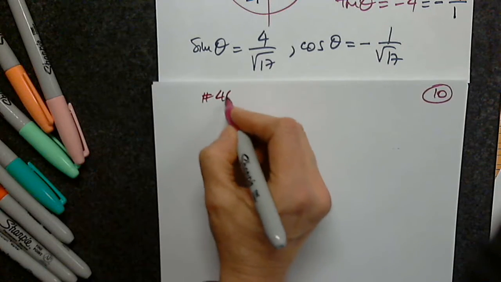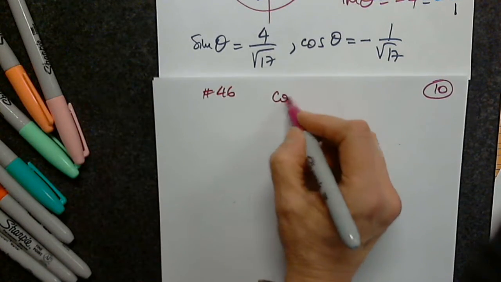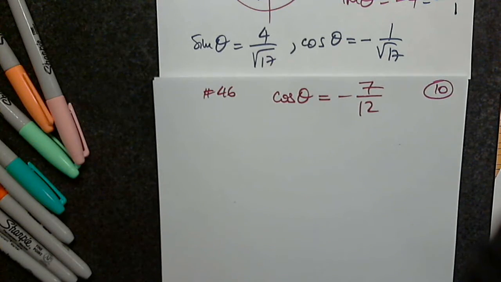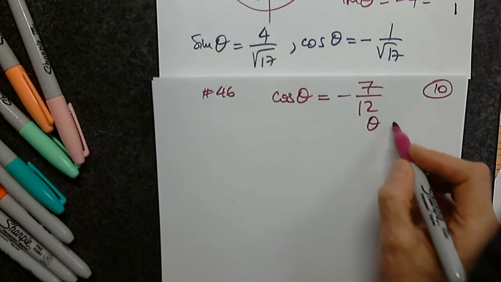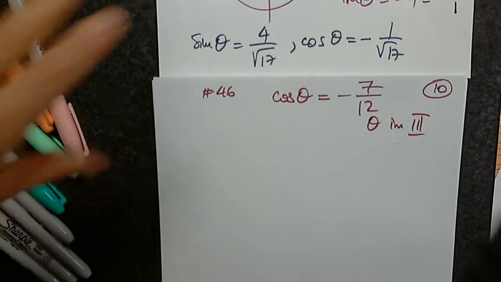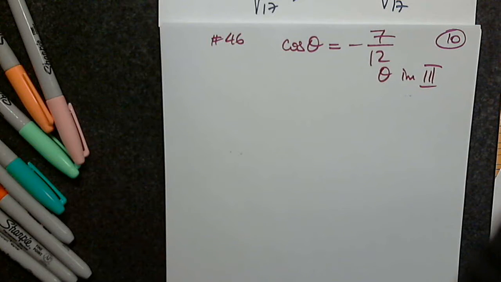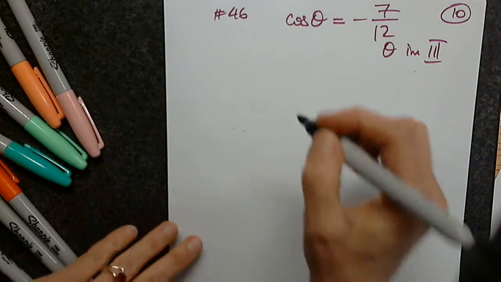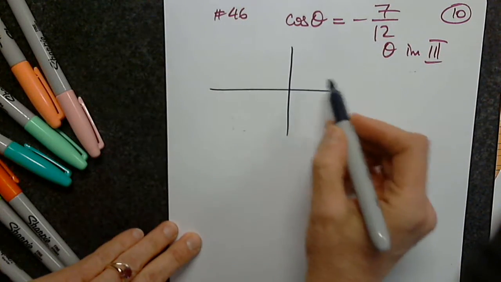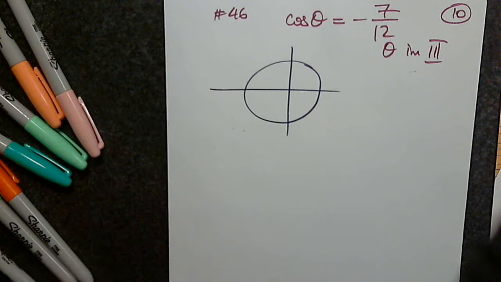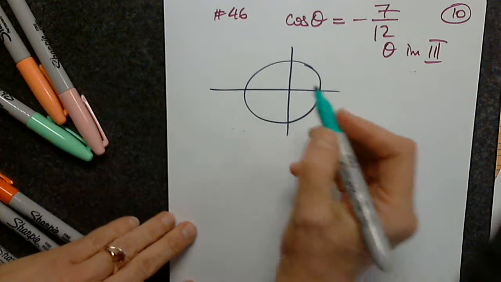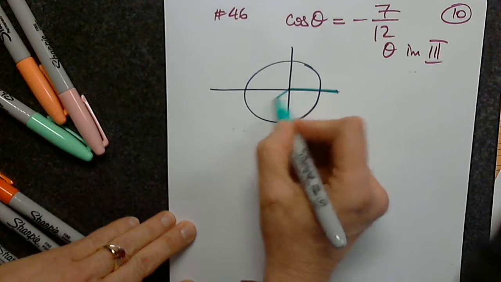Problem 46. In 46, we are given cosine theta equals -7/12. And we are told theta is in the third quadrant. So we know that theta is in the third quadrant. This is not the unit circle, but somewhere in the third quadrant there is this angle.